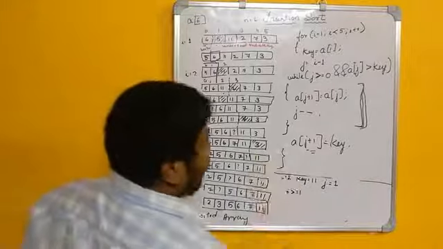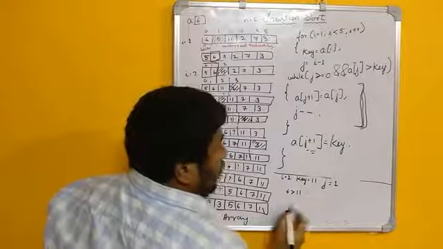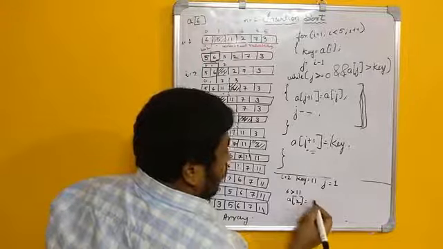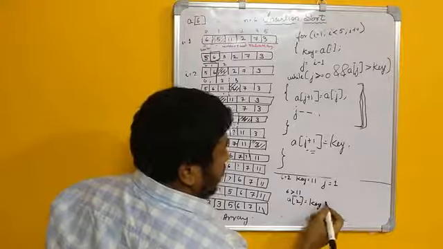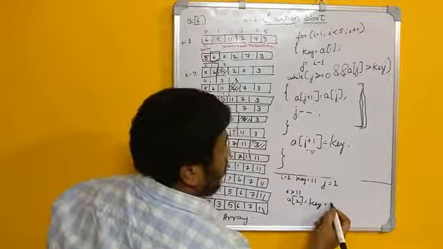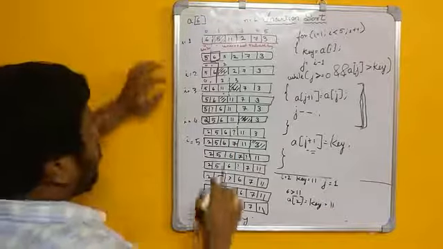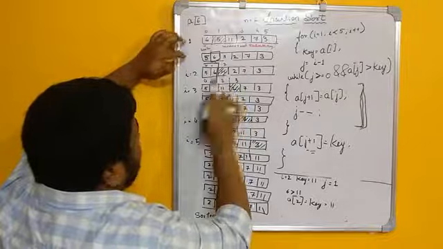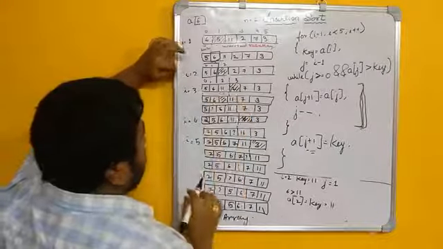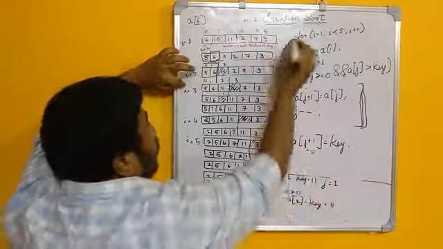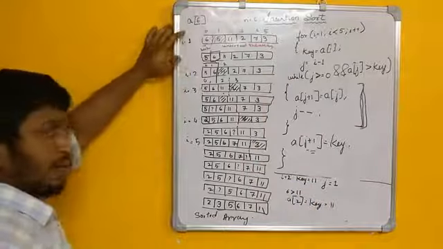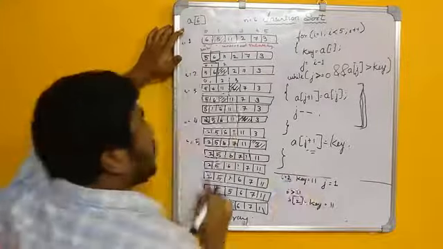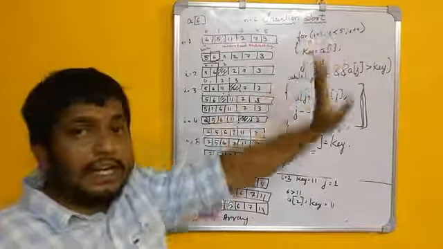A of j plus 1, where j is 1, so A of 2 is equal to key. Key is 11, so we will insert 11 here. See, 11 is in, and we come out of the loop. Again what happens? i will be 3 now, because i will be incremented, and in the next loop i is equal to 3.